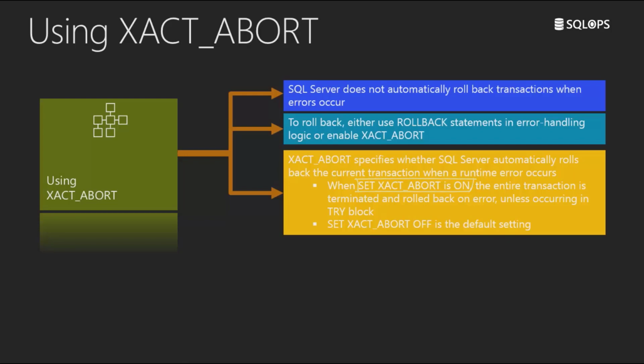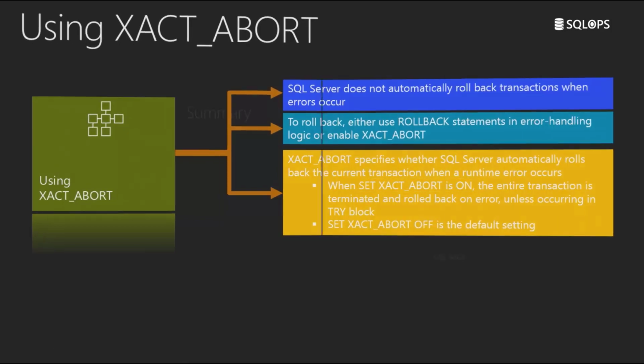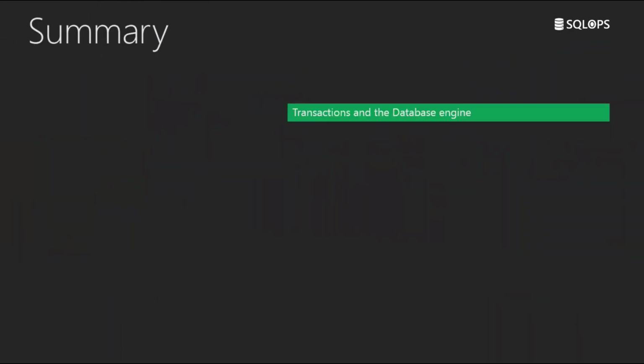So, now that we have learned about XACT_ABORT, let's see what we've learned so far in this module. We have learned what a transaction is and what the differences are between batches and transactions and how transactions extend the batches, and how to control the transactions using begin, commit, and rollback transaction statements, and how to use XACT_ABORT to automatically roll back failed T-SQL statements. In the next module, you will learn how to improve the performance of a query.